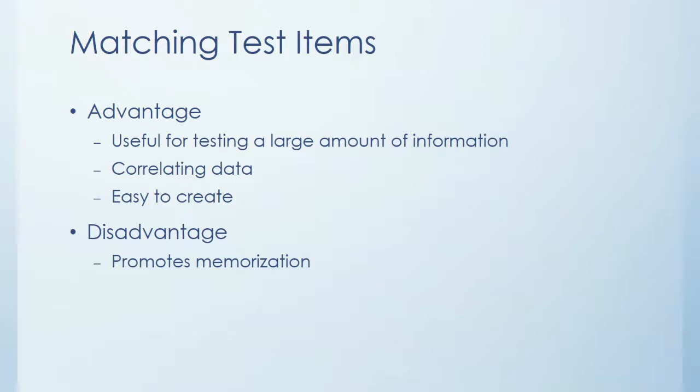So matching test items, these are useful for testing large amounts of information. They're useful for correlating data and they're easy to create. The disadvantage is they promote memorization. I mean, sometimes you just need to test if they've memorized something. So matching test items are the best way to do that. Like I use that for definitions. Other times you need them to actually do some analysis and matching test questions are not great for that.